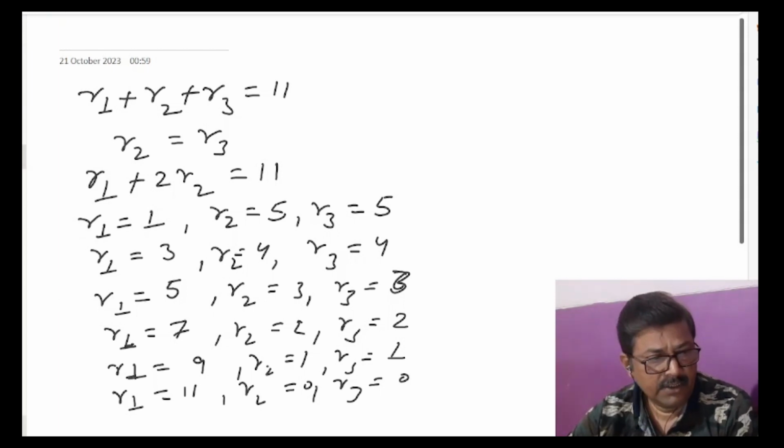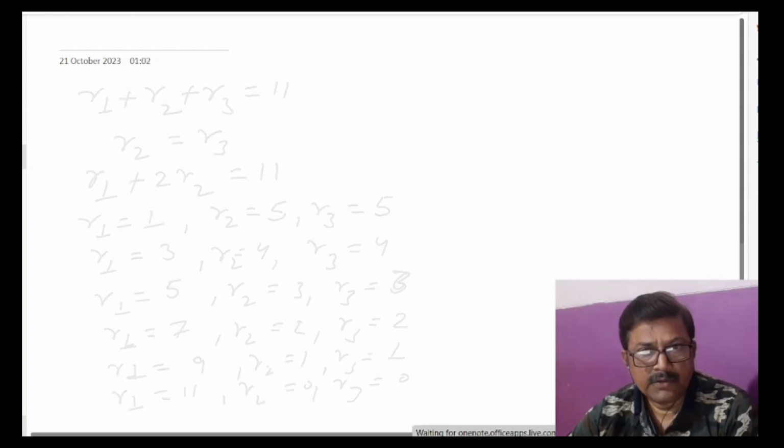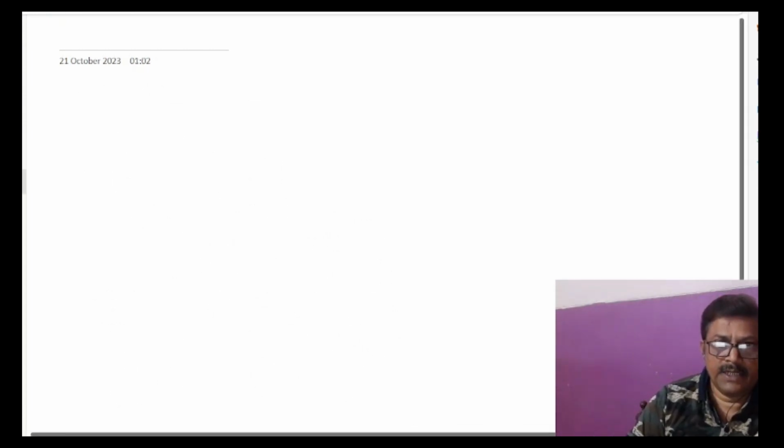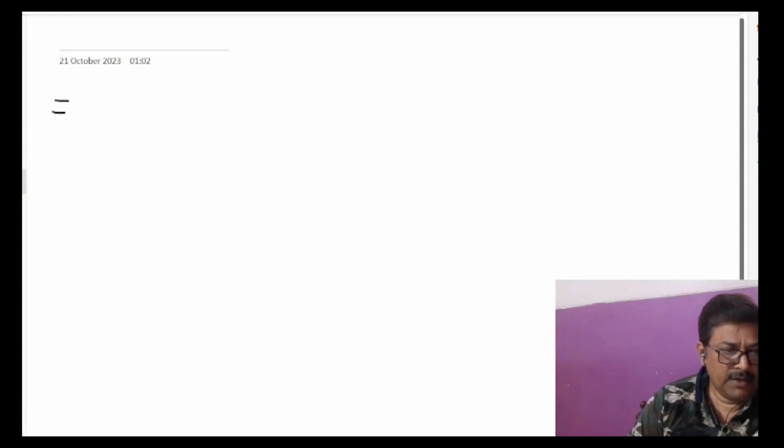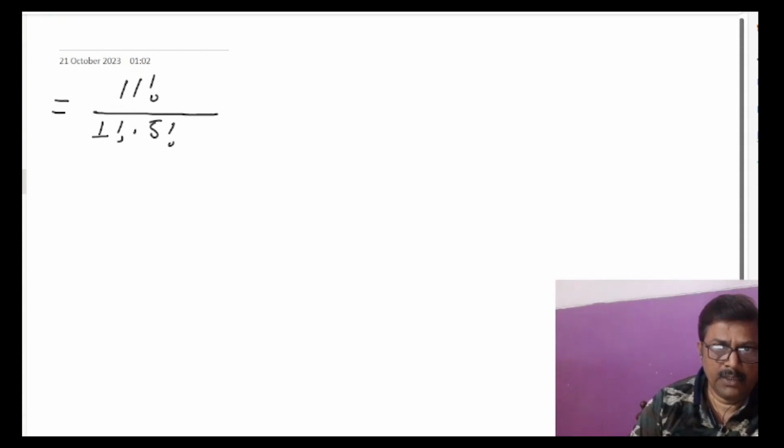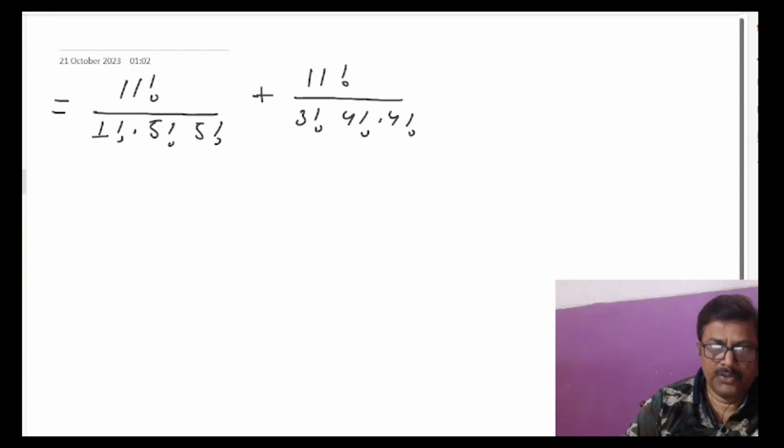Now I am taking a new page. Okay. So put the first set. What was the first set? R1 1, R2 5, R3 5. So 11 factorial upon R1 is 1, R2 is 5, R3 is 5, and x to the power will be 0. Okay, that will be 1. We will not write x to the power 0. Now the second term: 11 factorial upon R1 was 3, R2 was 4, okay, and x to the power 0 will be 1.